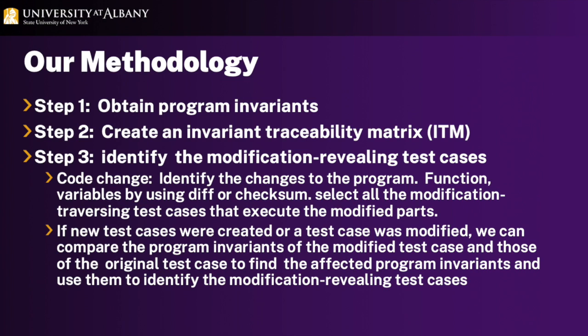Second step, we create an environment transparency matrix, ITM, and use ITM to find modification traversing test cases. For the code change, we identify the changes to the program, function, variables by using diff or checksum, and then use ITM to select all the modification traversing test cases that execute those modified parts.